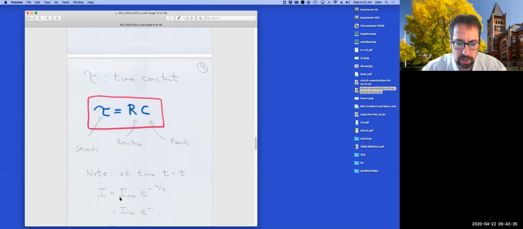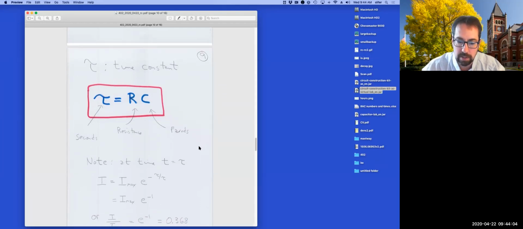This is our governing equation for the current, right? It starts at some maximum value and then decays off with time. This time constant, tau, why do we call it the time constant? Because if I say at t equals tau, if that time constant is, say, 5 seconds, then when I am at 5 seconds from the moment that I close the switch, I get e to the -5 divided by 5, and that is e to the -1.